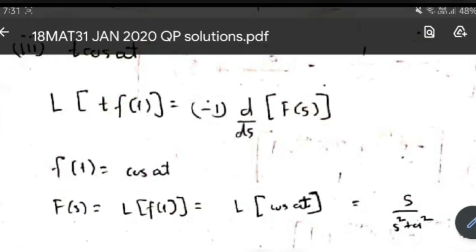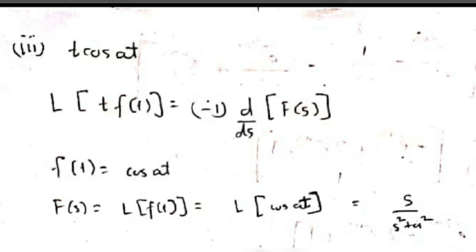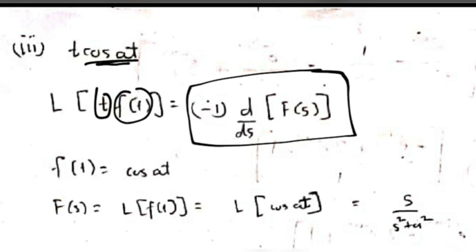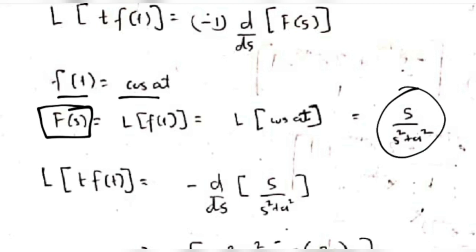In t cos at, the formula for finding the Laplace transform is, if t is getting multiplied with a function, which is cos at, then the answer is the differentiation of F of s. So let's find F of s. f of t is given as cos at, so F of s is nothing but the Laplace transform of cos at. The Laplace transform of cos at is s by s square plus a square.